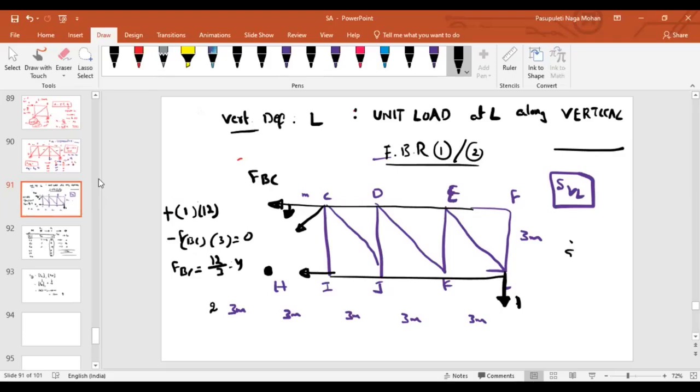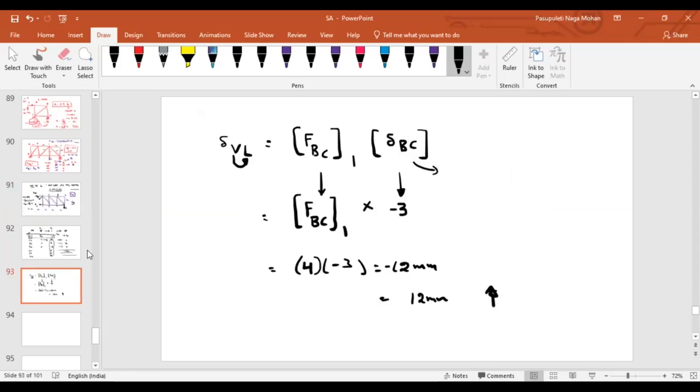Can you similarly tell me what is the vertical deflection at F? Without doing any calculation, if I ask you, what is the vertical deflection? Minus 1, sir, in upward direction. Is it 0? Please think twice and tell me what is the vertical deflection at F. 12, sir. Same thing, right? 12.